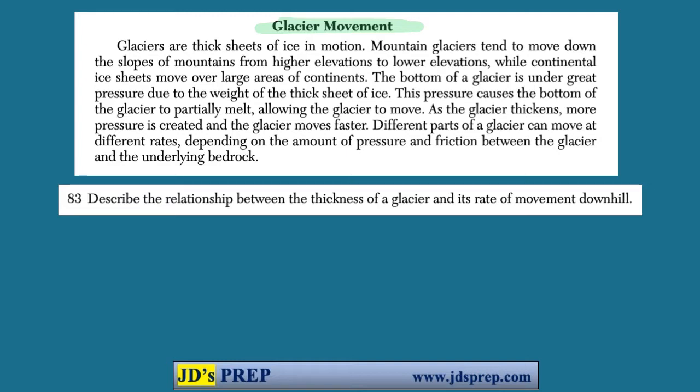We have some information about glacier movement. Glaciers are thick sheets of ice in motion. Mountain glaciers tend to move down the slopes of mountains from higher elevations to lower elevations, while continental ice sheets move over large areas of continents.